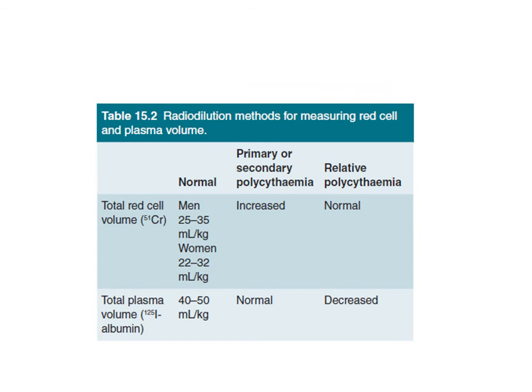Radiodilution methods for measuring red cell and plasma volume. So, for a pinpoint diagnosis, we need these tests, maybe in a bit more advanced setups. We can measure the red cell volume, and we can measure the plasma volume. Red cell volume is increased in polycythemia vera. This will be normal in relative polycythemia. Total plasma volume will be normal in polycythemia vera. This may be decreased in relative polycythemia.